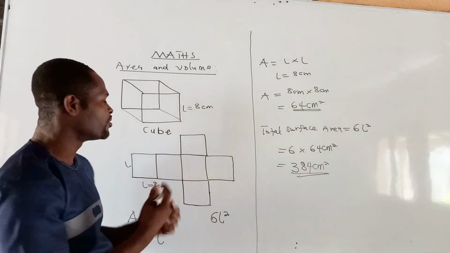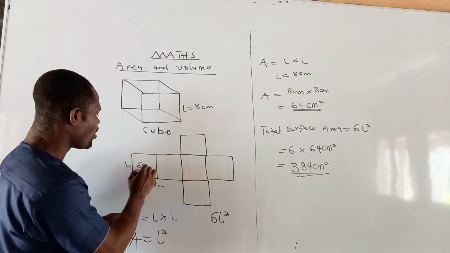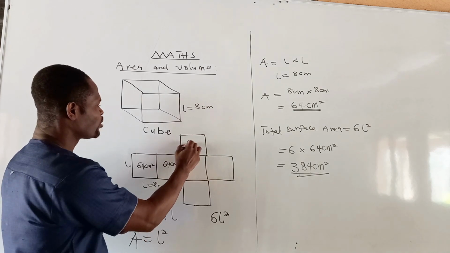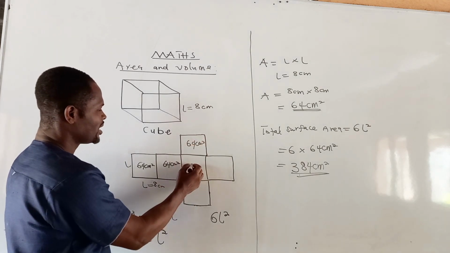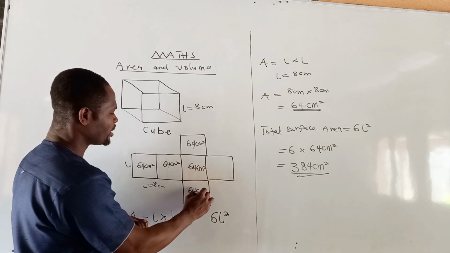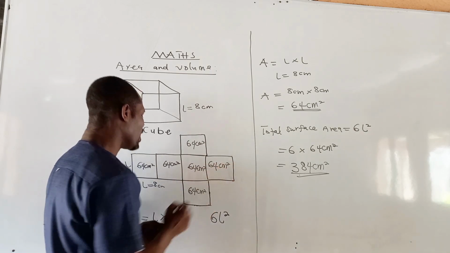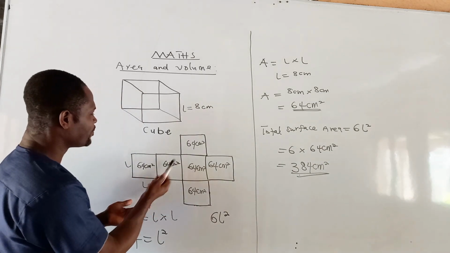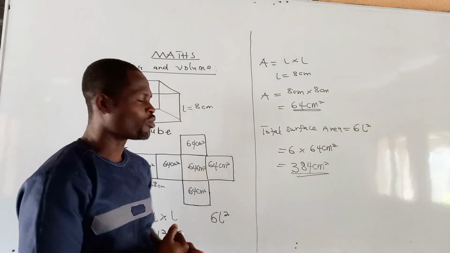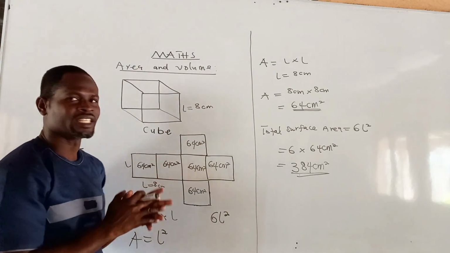When you find the net or you develop it, this is the net that you get. So one area here is giving us 64 centimeters square, this one 64 centimeters square, this one 64 centimeters square, this will also give us 64 centimeters square, and this also giving us 64 centimeters square as well. So when you add the 64, 64, 64, the 6 of them, you are going to get 384 centimeters square as the total surface area of this cube if the length is 8 centimeters.